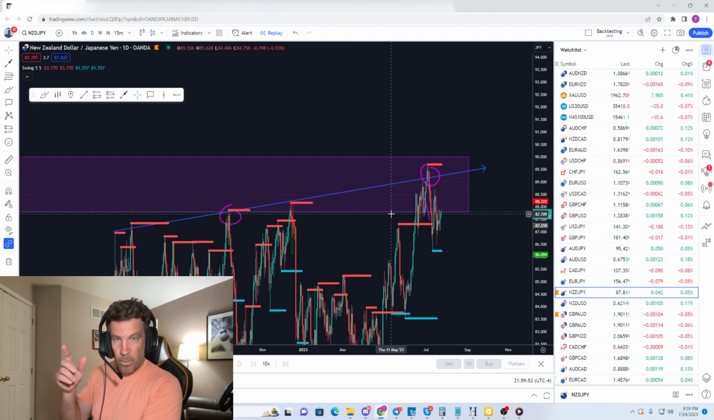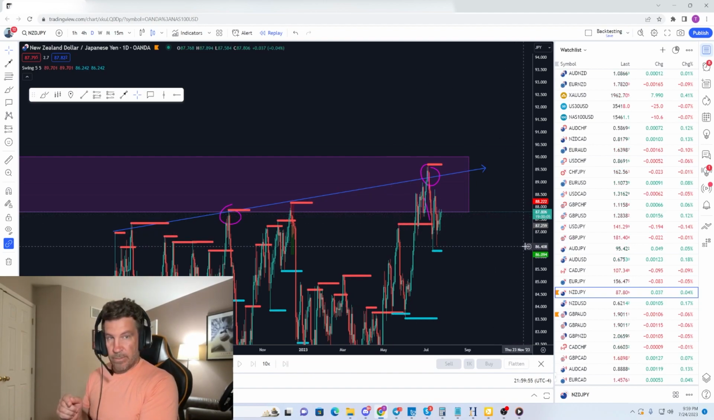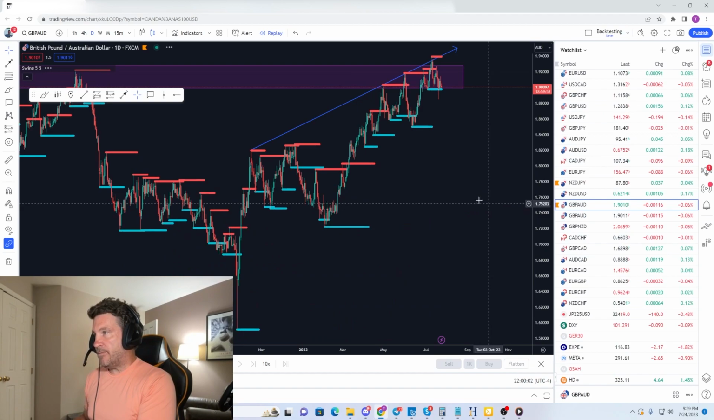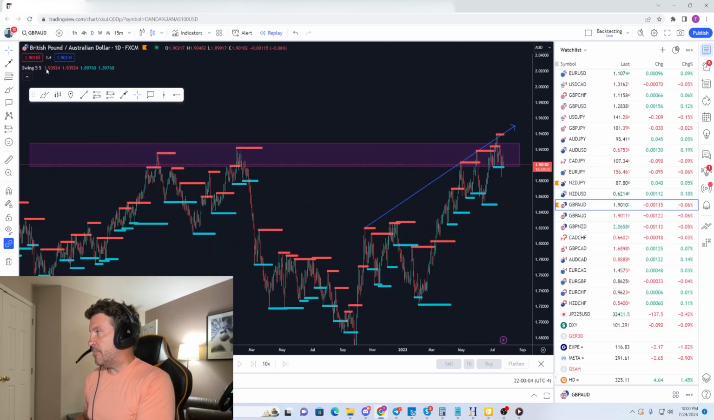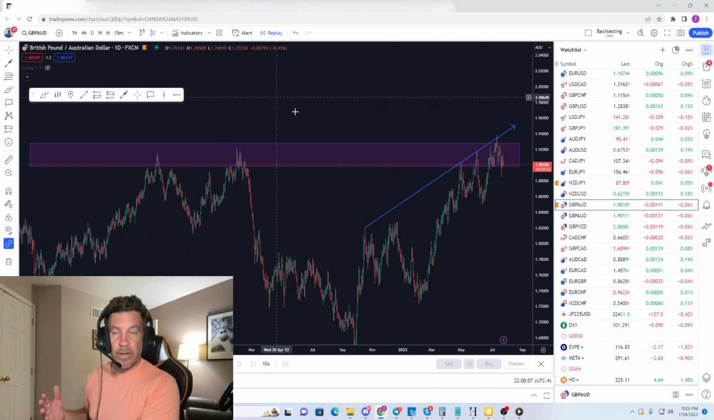I'm going to share with you one more that I actually took here that's a very similar setup, so that you can see just how simple this is. So we'll come down here to GBP AUD. Same setup, and these setups, guys, are everywhere in the market.